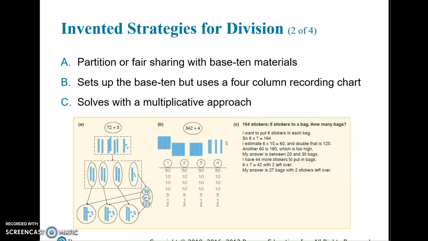Illustration B shows the problem 342 divided by 4. The person sets out base 10 materials and draws a 4-column recording chart to match the divisor and the image of the paper plates that had been used previously as an organizational tool for sharing. There aren't enough hundreds for each child, so the person splits 2 of the 300s in half, putting 50 in each of the 4 columns.